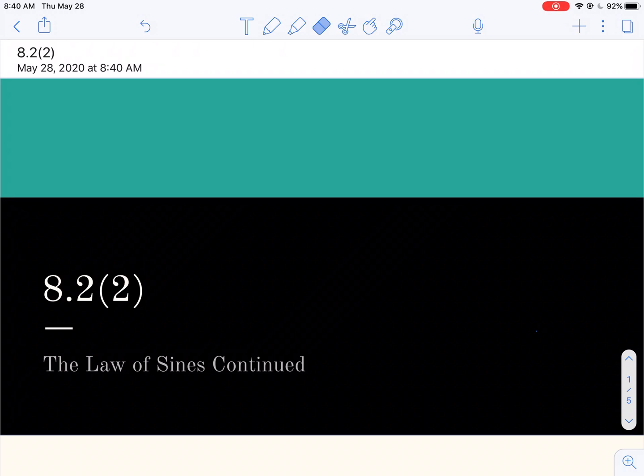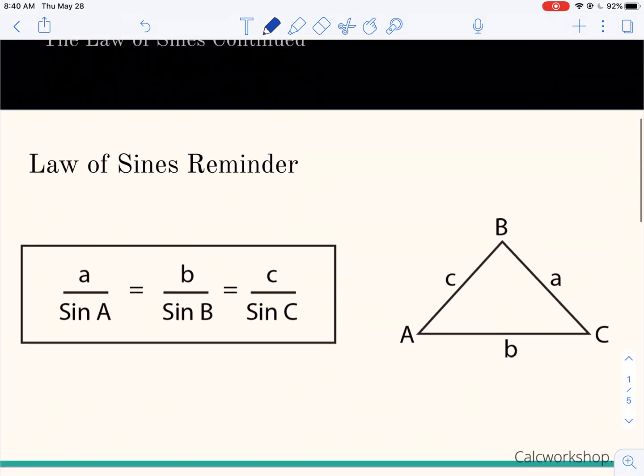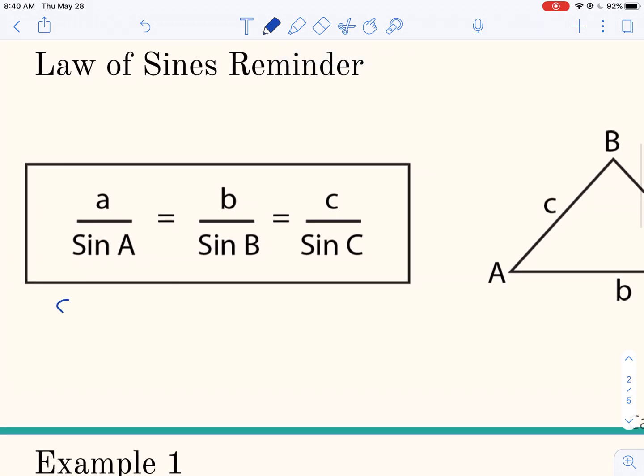These are the 8.2 part 2 notes, and we're going to continue with the law of sines. So just as a law of sines reminder, we have A over sine A is equal to B over sine B, which is equal to C over sine C. Again, our book presents it this way, and this is kind of the way I do the work.